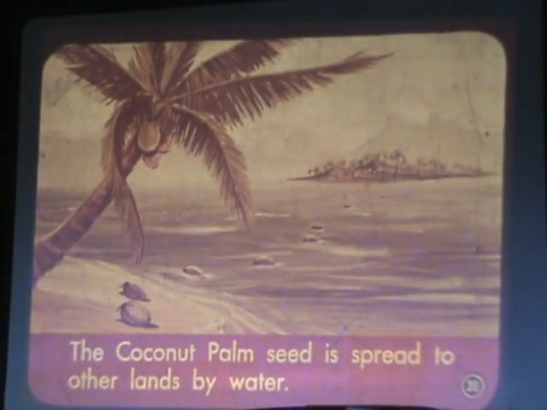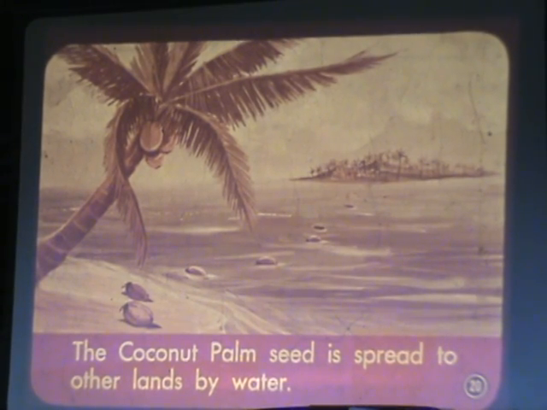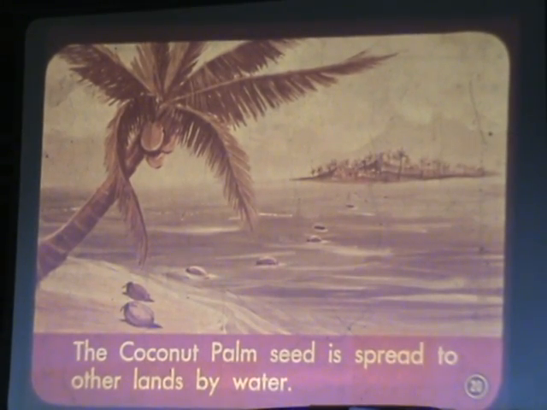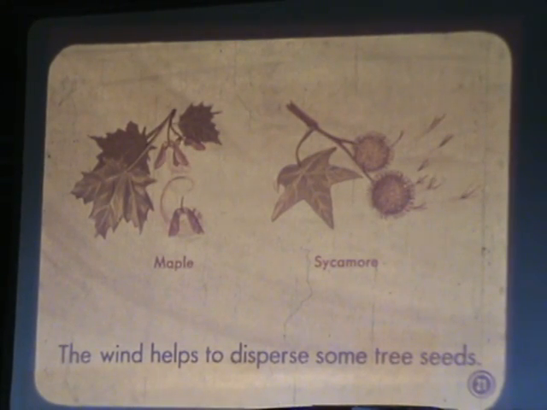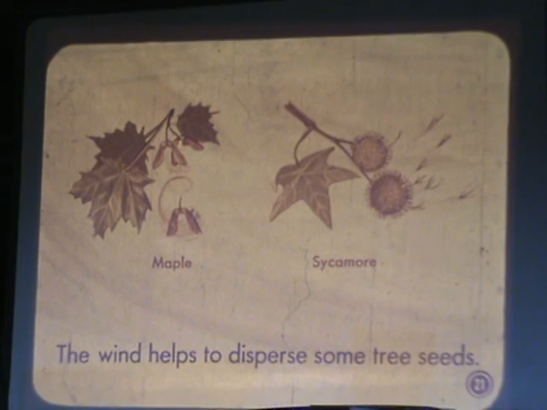The coconut palm seed is spread to other lands by water. The wind helps to disperse some tree seeds, like the maple on the left or the sycamore on the right.